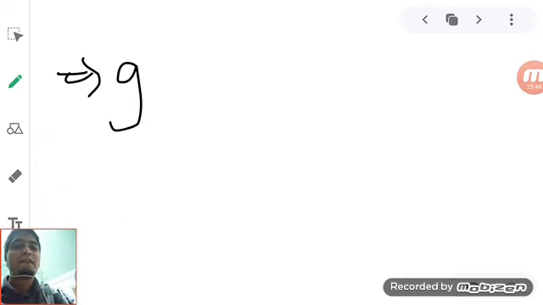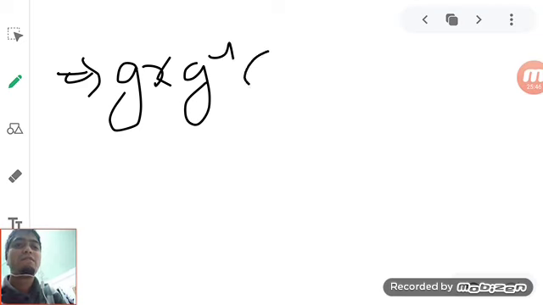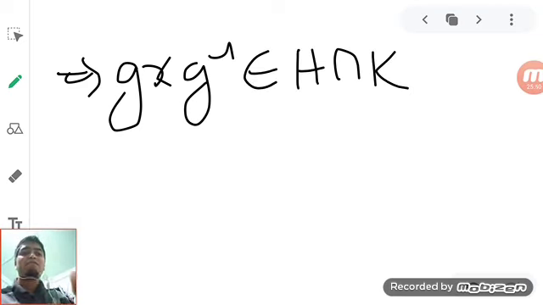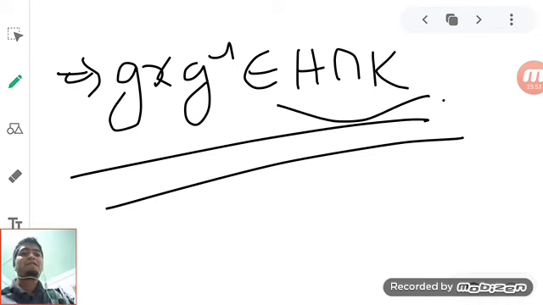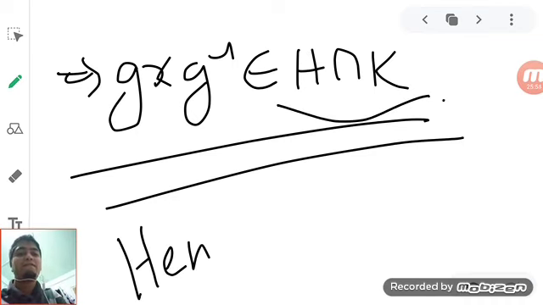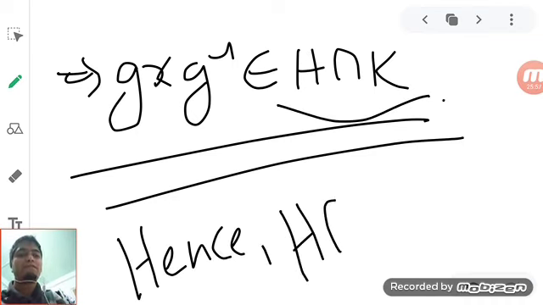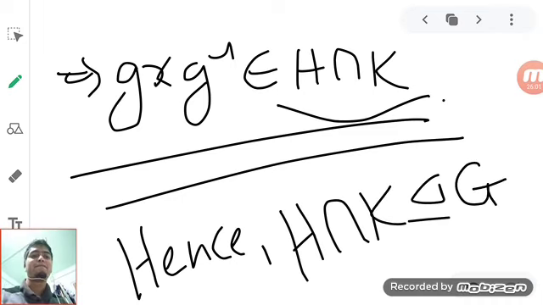So ultimately we will have GXG inverse belongs to H intersection K. So this proves the normal condition for H intersection K. So hence this is the end of the proof: H intersection K is a normal subgroup of G. I think this is enough for today.